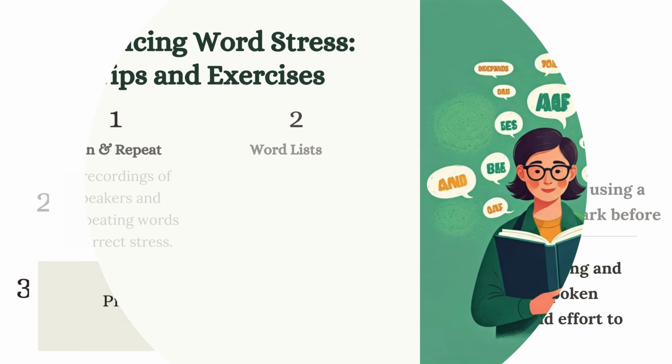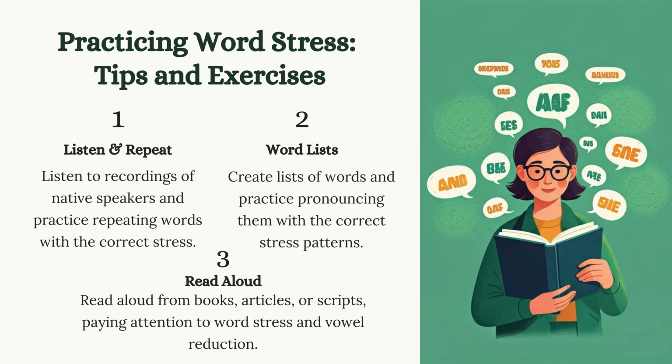Once you've learned how to identify word stress, it's time to focus on practicing it. One great method is to listen and repeat. Listen to recordings of native speakers and practice repeating words with the correct stress patterns. This helps reinforce your learning through imitation. Creating word lists is another effective exercise. Write down words that follow similar stress patterns and practice pronouncing them correctly. This will allow you to familiarize yourself with different types of stress patterns.